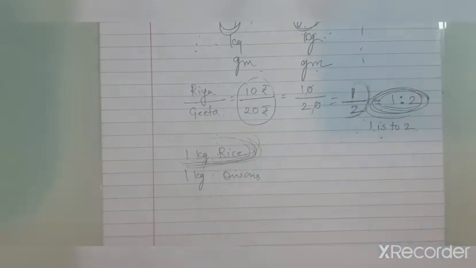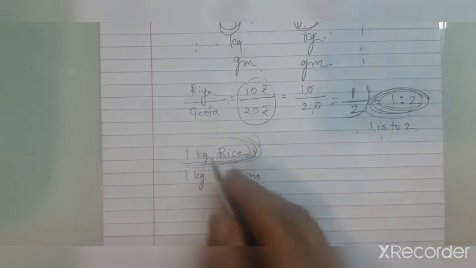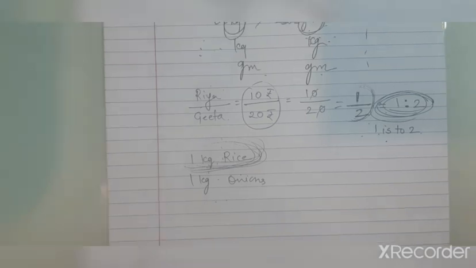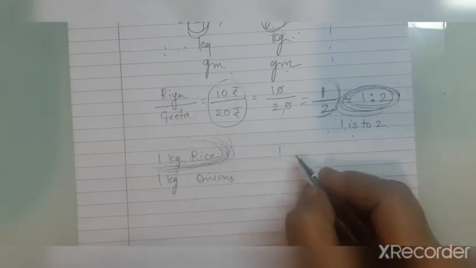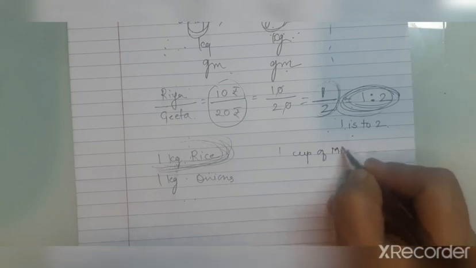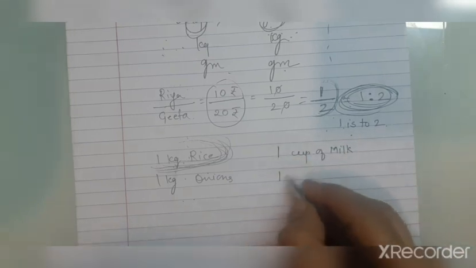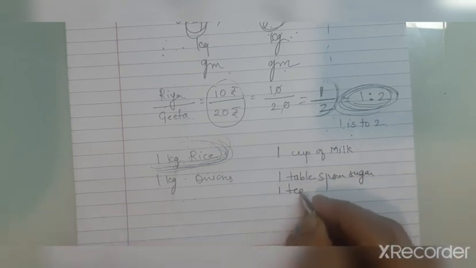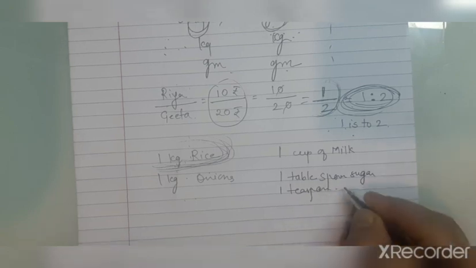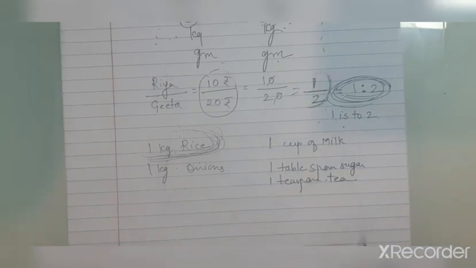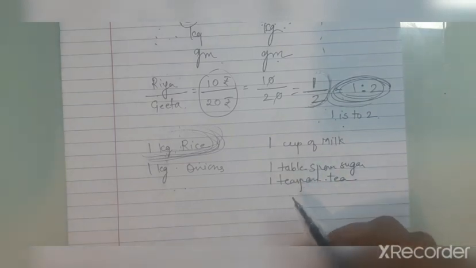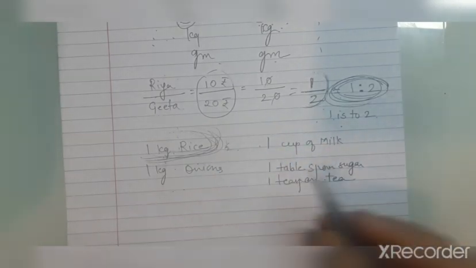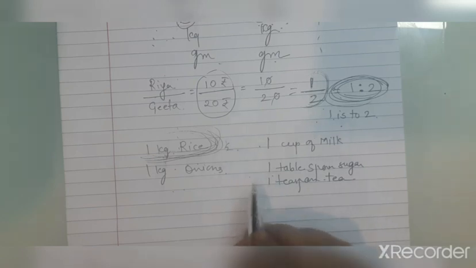If you have to make 2 kgs, you will double it. Now a very simple example: making tea. If I say 1 cup of milk, we add 1 tablespoon of sugar and 1 teaspoon of tea powder. Now if I have to make it for half a cup, I just lower it to half. So I'll take half a cup of milk, half a tablespoon of sugar and half a teaspoon of tea.